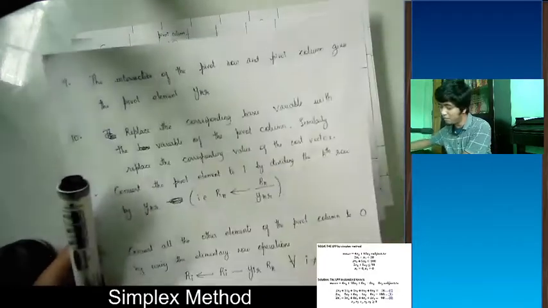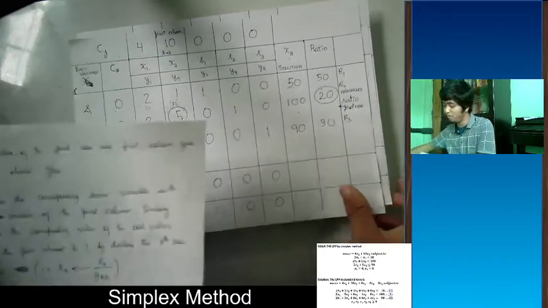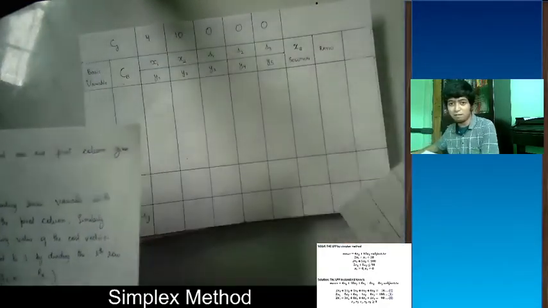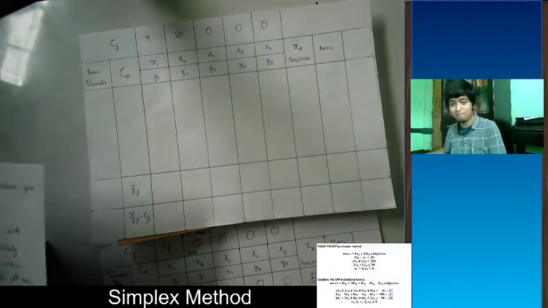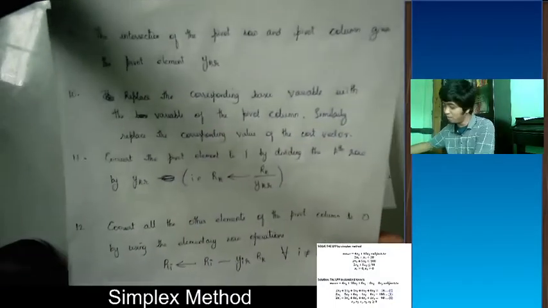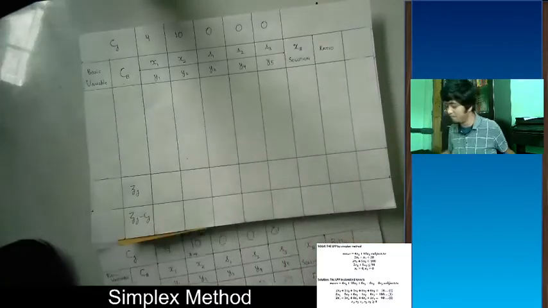From stage 10 onwards, we will be requiring a new table. The new table will look something like this. Again, we can fill in the entries. But now there will be some changes. What will we do?